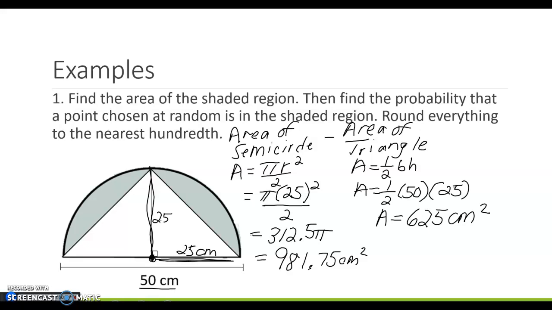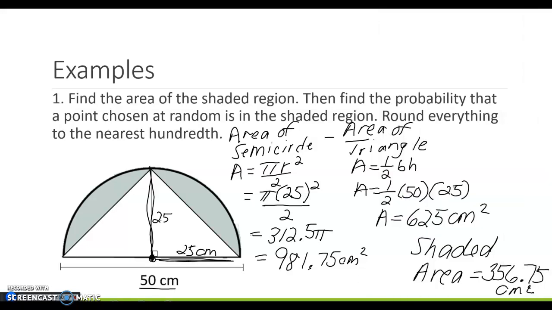So now if I subtract 981.75 minus 625, I get that the shaded area is 356.75 square centimeters. So that is my shaded area, okay? So that's just one part of the question. So write that down somewhere. I'm going to erase this slide real quick so that way we can actually calculate the probability.